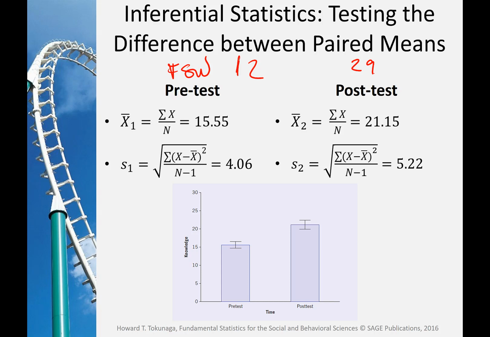We took the web-based course. 3 weeks later, we took the post-test. I got a 29. My group of the same parents from the first group, but just later, we all got a 21 on average. Is that different? Is 21 different than 15?